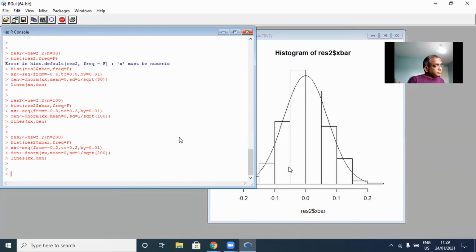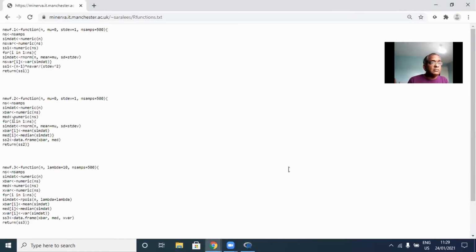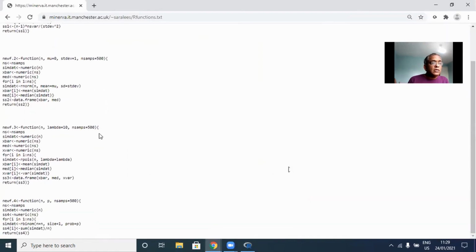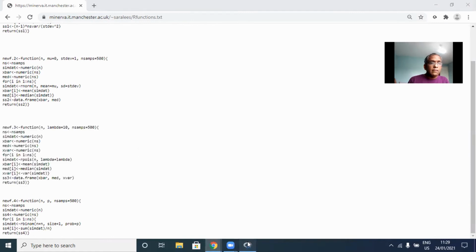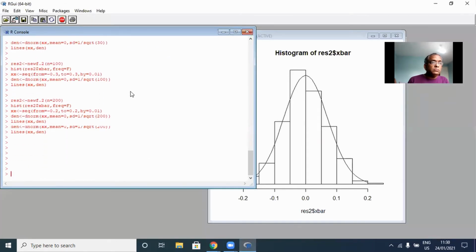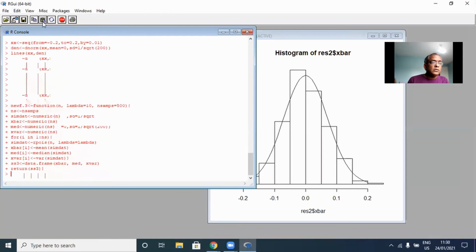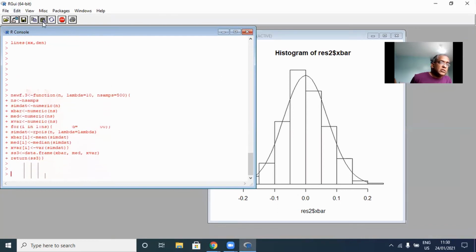Now the third of the 4, let's go back to the course website. We've done the first 2 functions. Now this is the third one. Let's copy this and paste it here. Let me show you what this actually does.